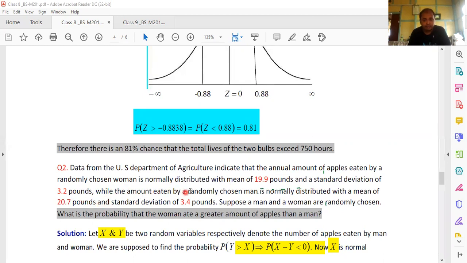While the amount eaten by a randomly chosen man is normally distributed, just a minute, is normally distributed with a mean of 20.7 pounds and standard deviation of 3.4 pounds. Suppose a man and a woman are randomly chosen. What is the probability that the woman ate greater amount of apples than man?